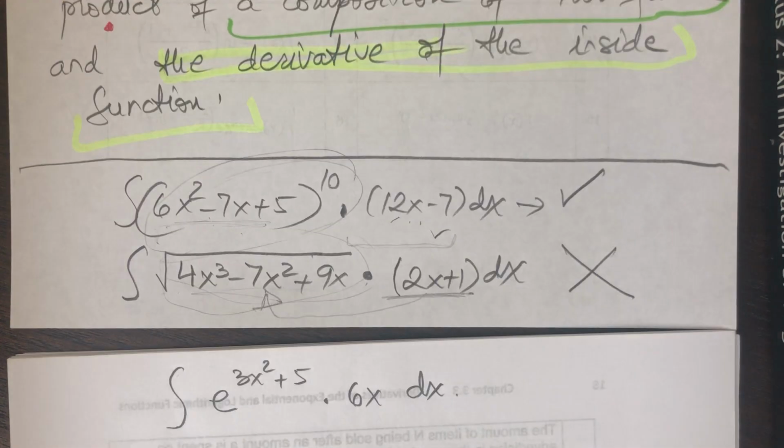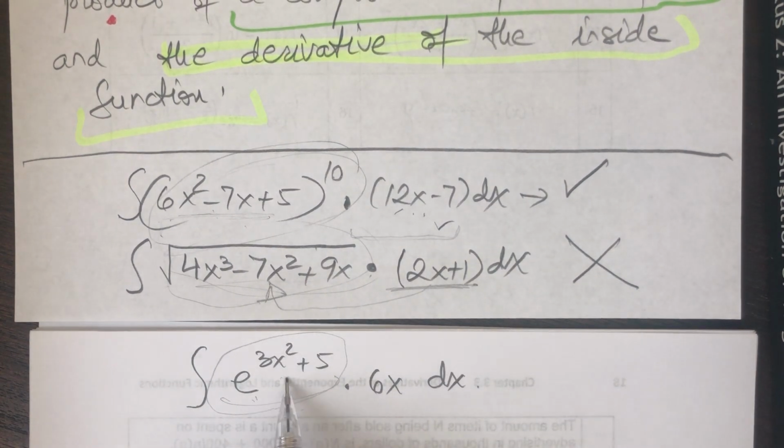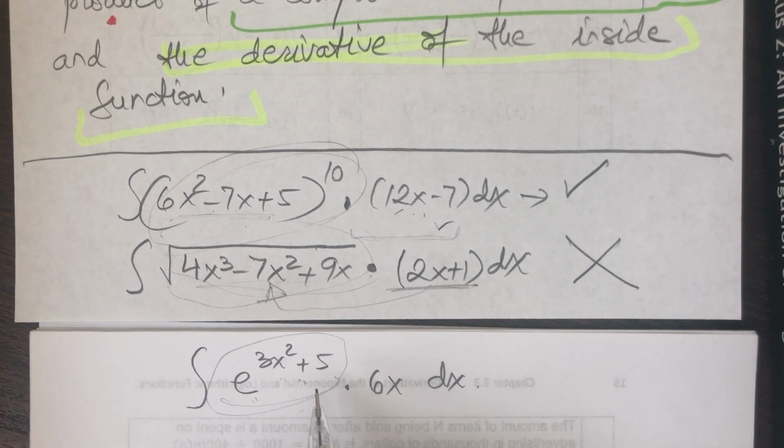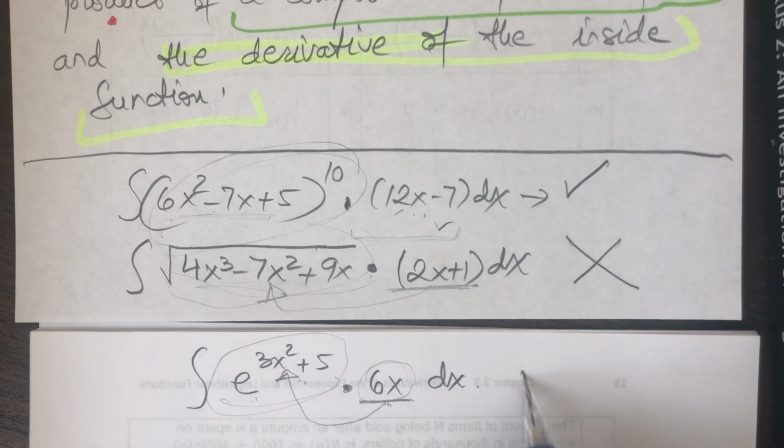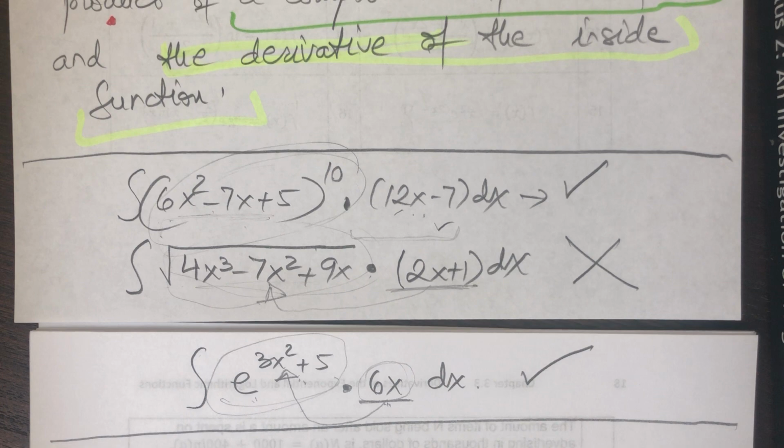Okay, so is this a composition of two functions? Yes, it's an exponential function with another polynomial as the exponent. Is it a product? Definitely. Do you see, is this factor the derivative of the inside function of it? 6x? Absolutely. There it is. Yes, we will use the substitution rule on this. Okay, so that's how we'll recognize it.